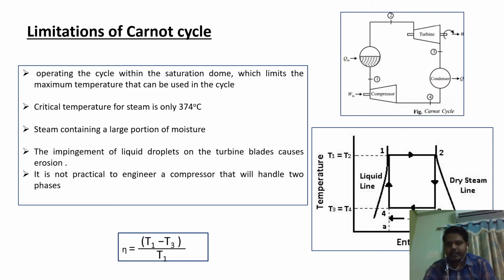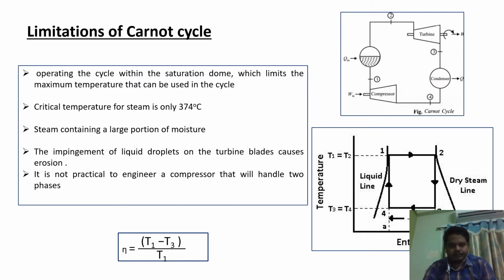So this is the schematic diagram of the Carnot cycle. The four major components are the turbine, condenser, compressor, and boiler. What are the four processes? Isentropic expansion through the turbine, isothermal heat rejection through the condenser, isothermal compression in the compressor, and isothermal heat addition in the boiler. These are the four processes we already discussed in the last class.